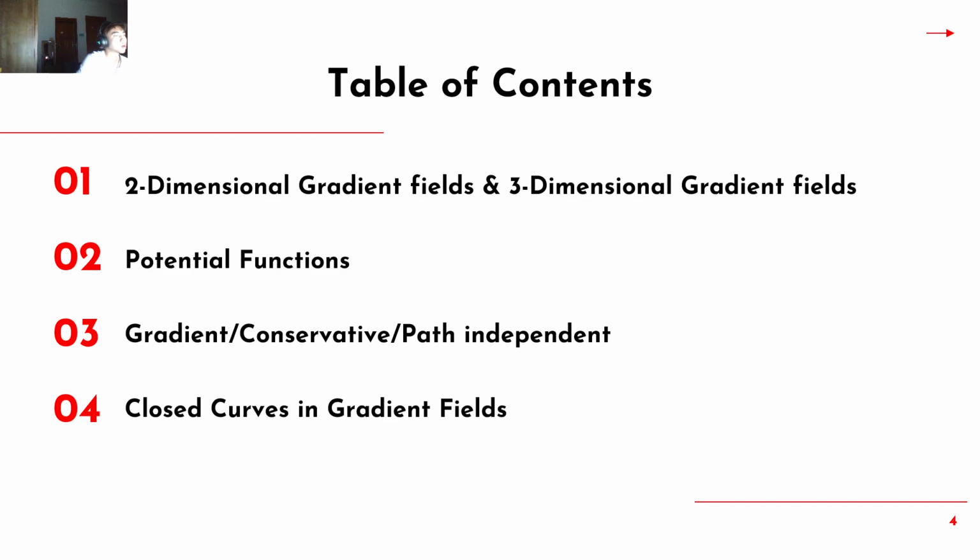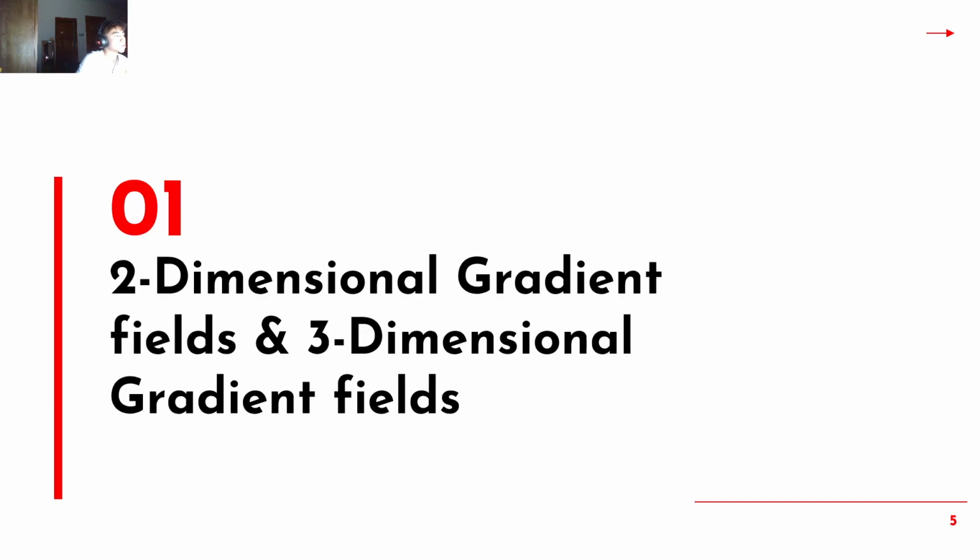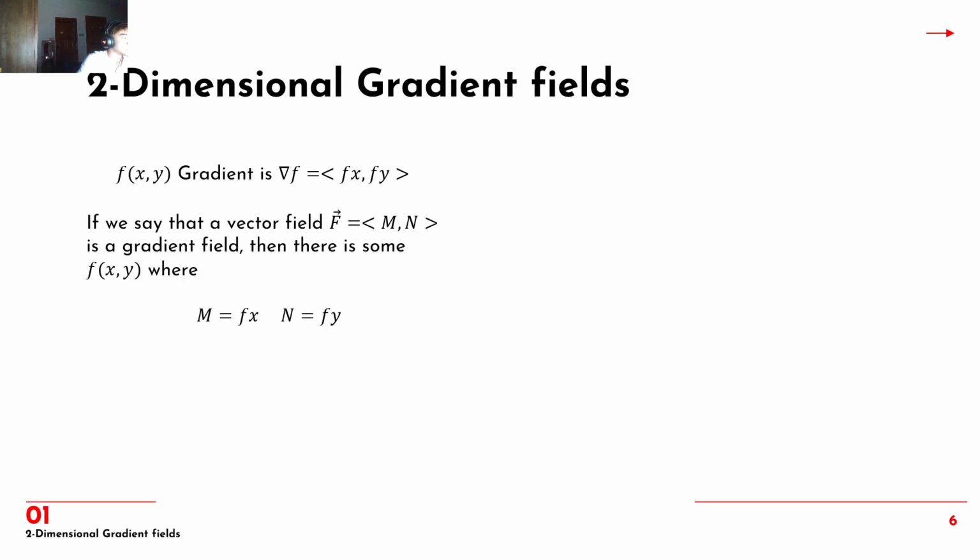So the table of contents that we're going to talk about today will be two-dimensional gradient field and three-dimensional gradient field, potential function, gradient, conservative, path-independent, and closed curve in gradient field. So first, we're going to talk about two-dimensional gradient field and three-dimensional gradient field.